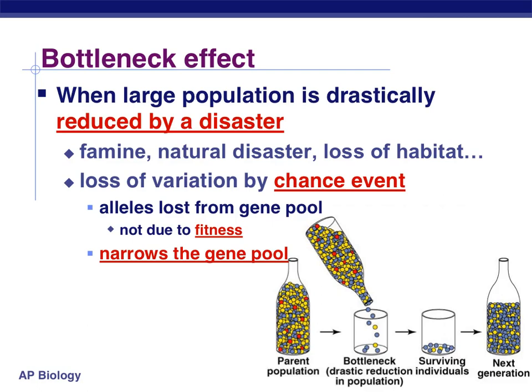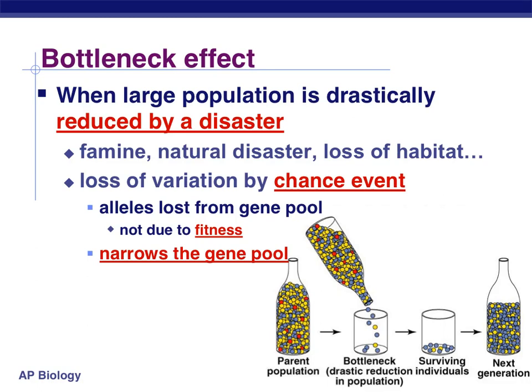So this is a loss of variation by a chance event. I mean, these animals didn't plan for this thing to happen. It just kind of did, and they happened to be in the wrong place at the wrong time. Because a lot of the individuals literally die, it means that alleles are lost from the gene pool.